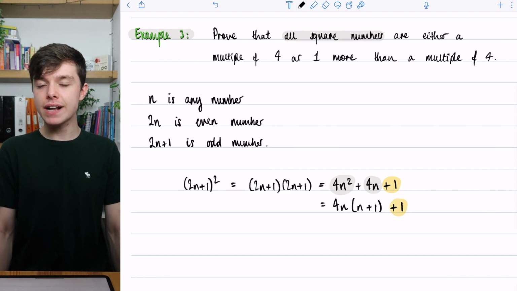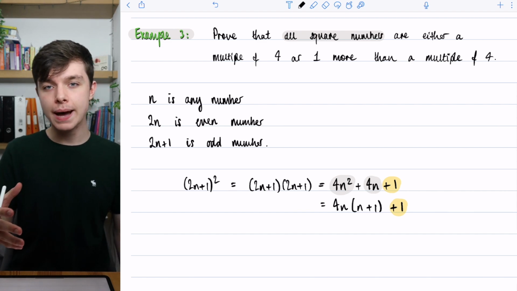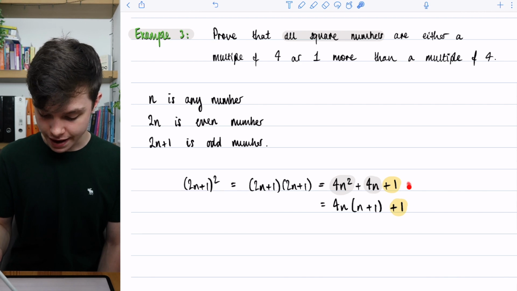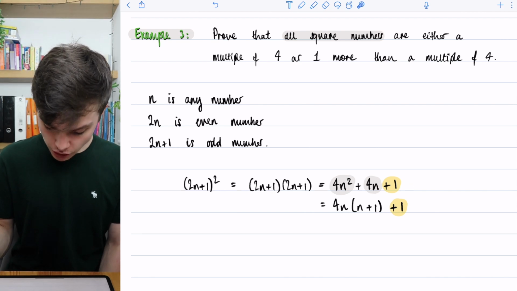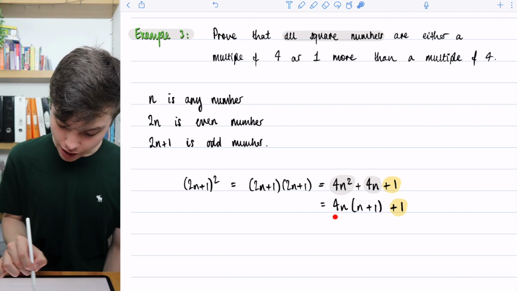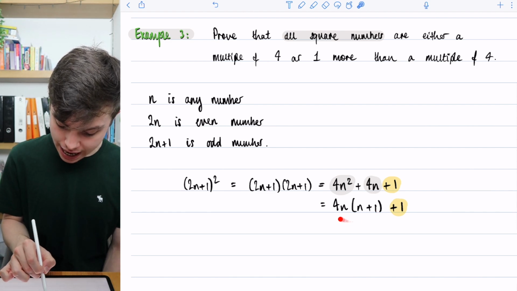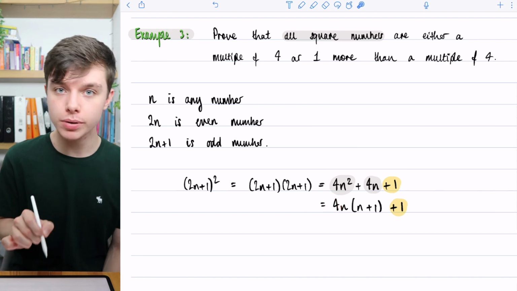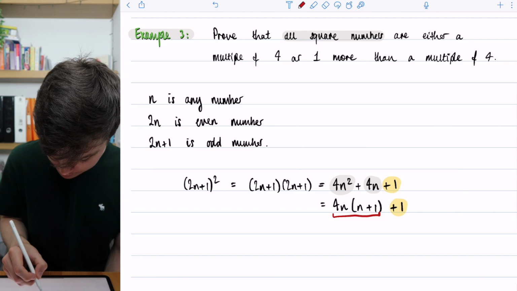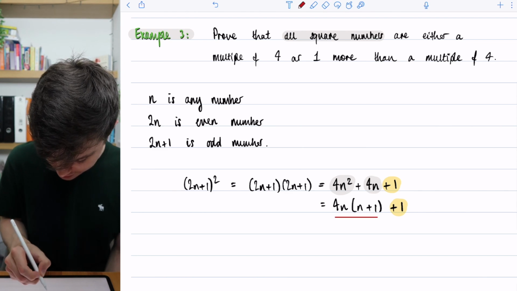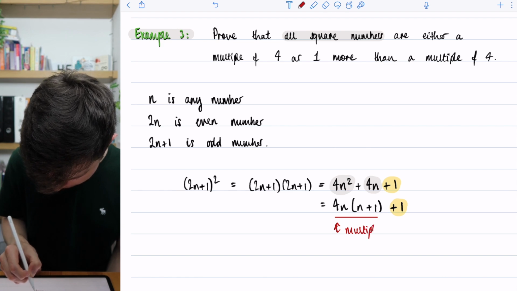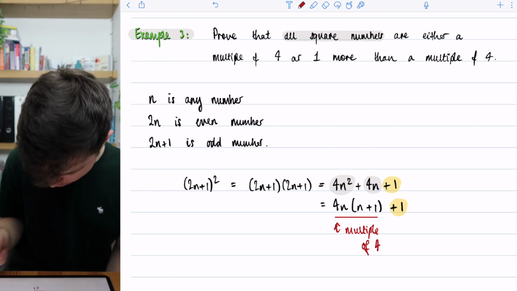Well, I can't do any more factorising with that, and if I was just to expand that bracket again, I'd end up where I started before I did that factorisation. But if you look here, we know that n is any number. So here I have some number times by some multiple of 4. So this here is a multiple of 4. Hopefully you can see that.